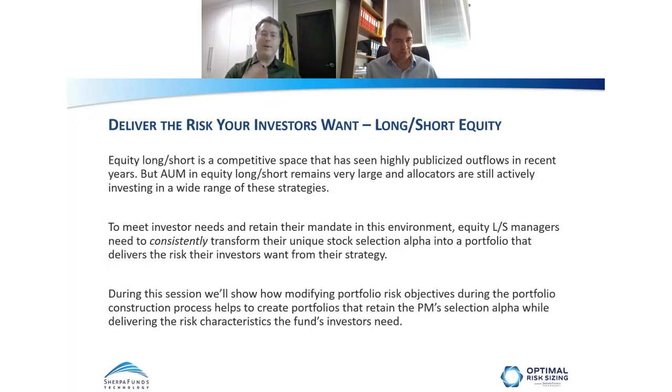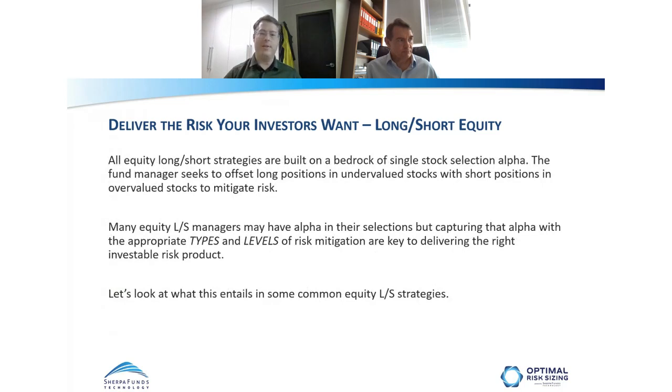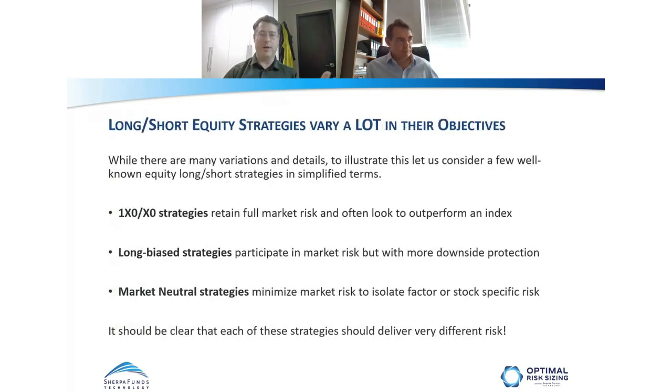So practically speaking, we're going to walk through how we can modify some of these different risk objectives to deliver different types of equity long-short portfolios. All of them are fundamentally about delivering this selection alpha. But the different strategies vary in terms of the type of risk and the amount of risk they deliver. When we talk about long-short equity, obviously you go long stocks that you think have good prospects, short stocks that you think maybe don't. How much risk is left over, or what risk you're exposed to, really is what these strategies define.